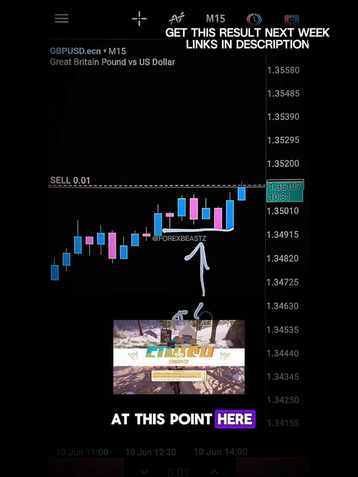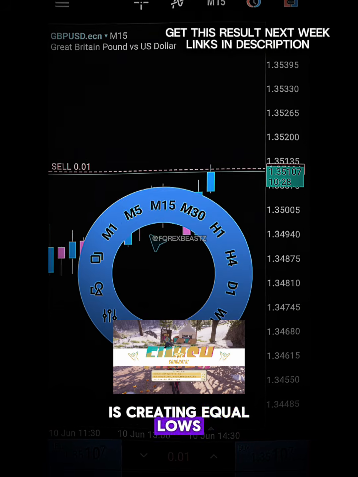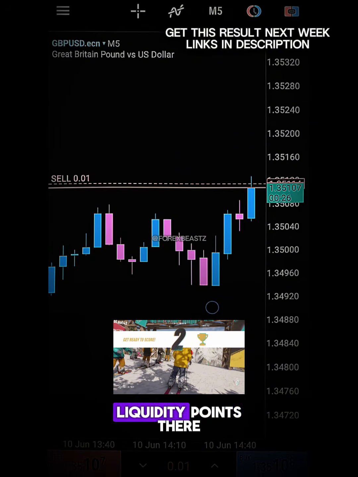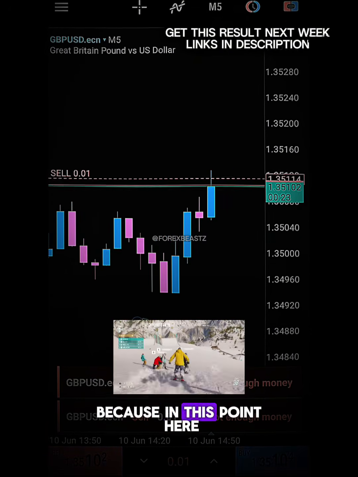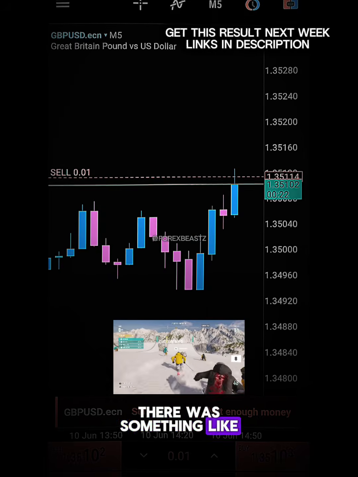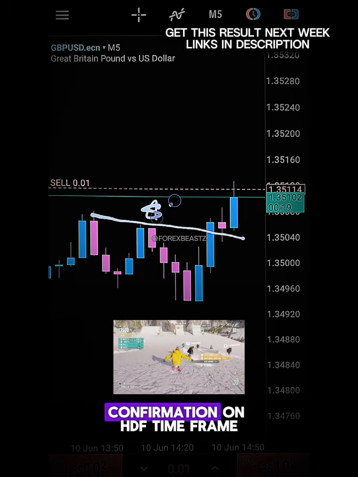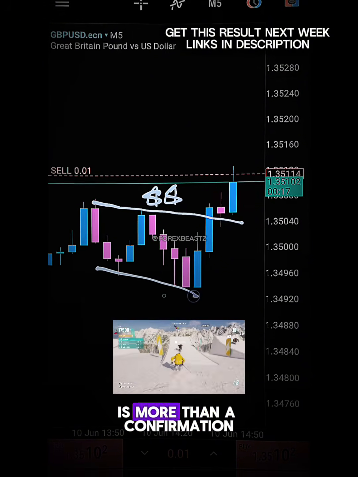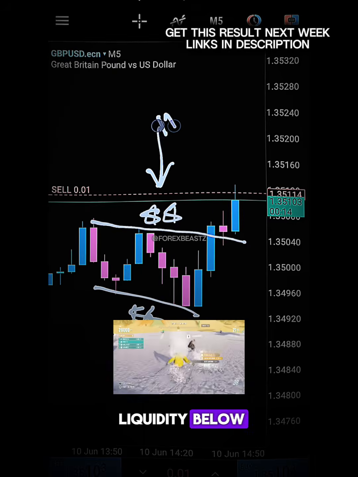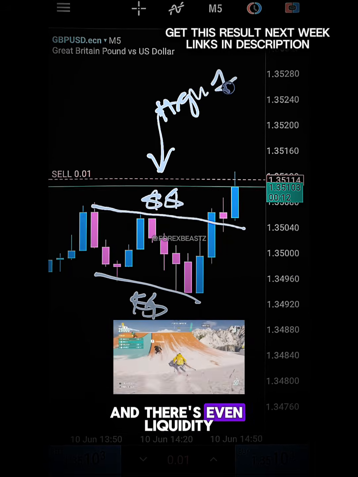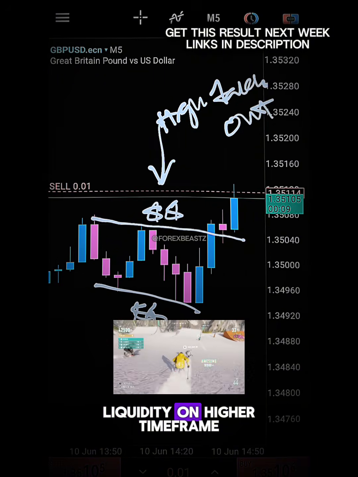And if you look at this point here on the 15-minute time frame, you can see that price is creating equal lows, which is serving as liquidity points. And there's also a big problem here, because you can see that there was something like a trend line which price is retesting on. But don't panic, because the confirmation on the HTF time frame is more than the confirmation on the lower time frame, because there's still more liquidity below on the 5-minute time frame, and there's even liquidity on the 15-minute time frame, and there's even more liquidity on the higher time frame.